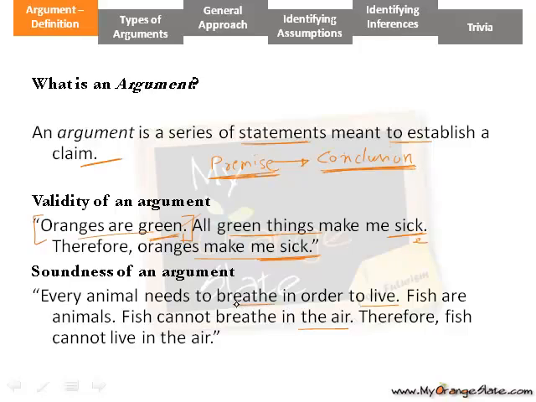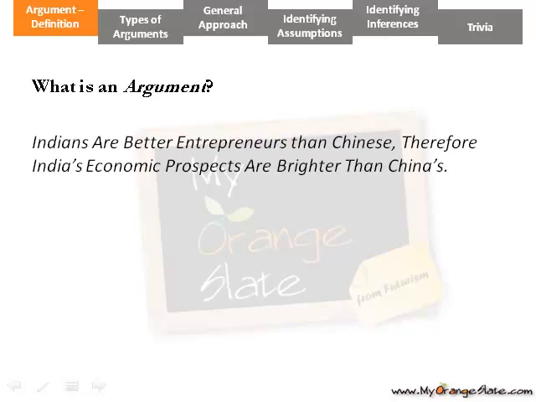Thus here, all three premises, that is, every animal needs to breathe, fish are animals, and fish cannot breathe in the air, are acceptable, and acceptance of these three premises necessarily leads to the conclusion that fish cannot live in the air. We'll see another argument. Indians are better entrepreneurs than Chinese. Therefore, India's economic prospects are brighter than China's.